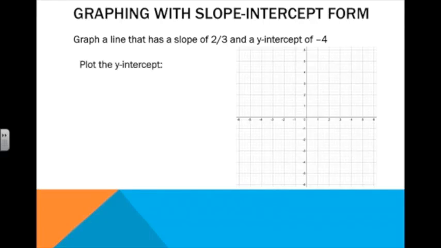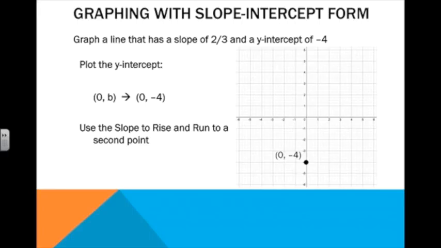First, we plot the y-intercept by recognizing that b is -4, so we have the point 0, -4. Then we use the slope to rise 2 and run 3 to a second point. Now we have 2 points to give us our line. Notice that since this is a linear equation, we could rise 2 and run 3 from any point to find another point on the line.